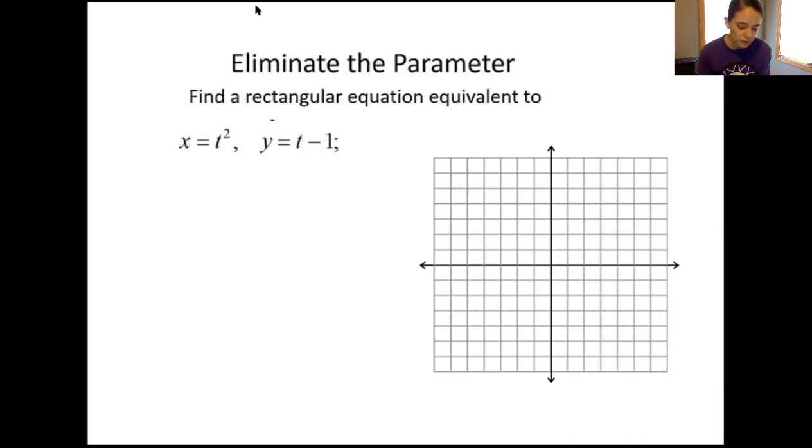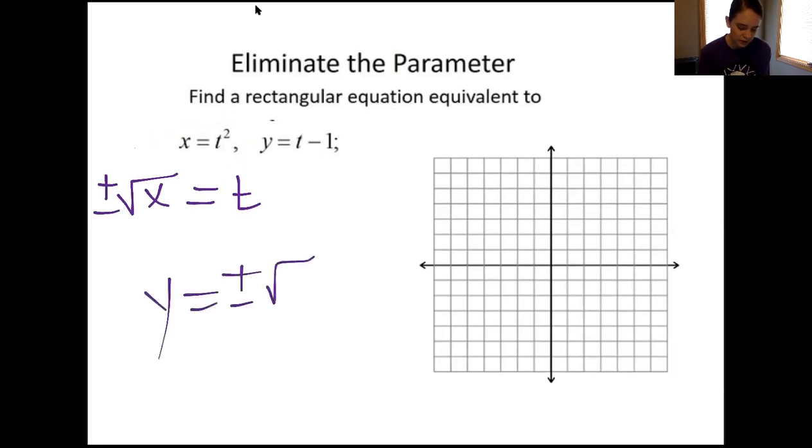So if we were to solve for t in the x equation, we would want to square root both sides to get t by itself. But remember, when we square root while solving, we get plus or minus. And I don't think that you want to write an equation with a plus or minus in it. I just really don't think you want that.